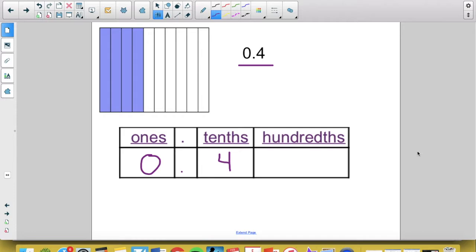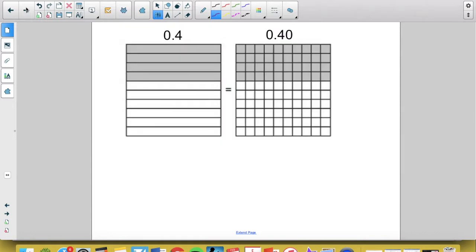However, since there is no hundredths, I could put a 0 in the hundredths place, and that does not change that decimal's value. 0.4 is the same thing as 0.40 because 4 tenths is equivalent to 40 hundredths. If you look at both of these shapes, this one is 4 shaded out of 10, this one is 40 shaded out of 100. These are equivalent because they have the same value, the same parts shaded.